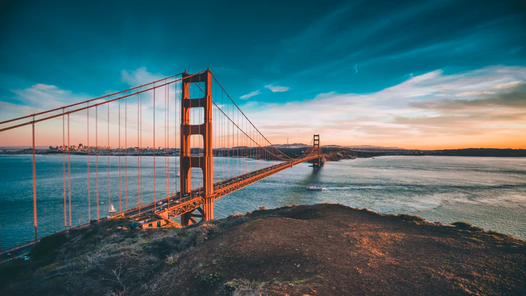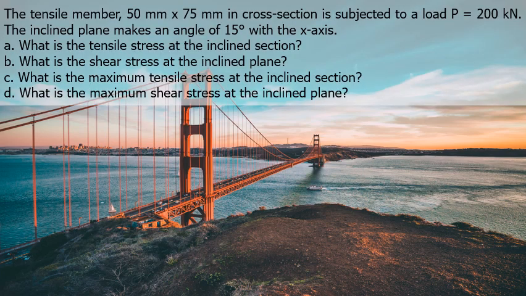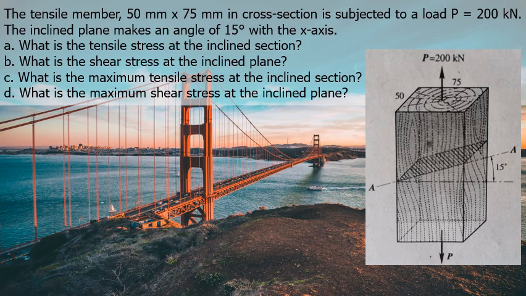Let's have an example. The tensile member, 50 millimeters by 75 millimeters in cross-section, is subjected to a load P equal to 200 kilonewtons. The inclined plane makes an angle of 15 degrees with the x-axis. A. What is the tensile stress at the inclined section? B. What is the shear stress at the inclined plane? C. What is the maximum tensile stress at the inclined section? D. What is the maximum shear stress at the inclined plane?